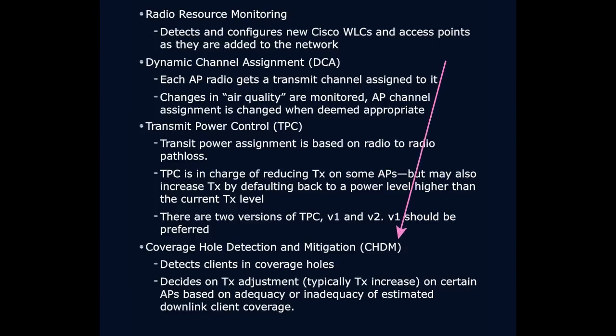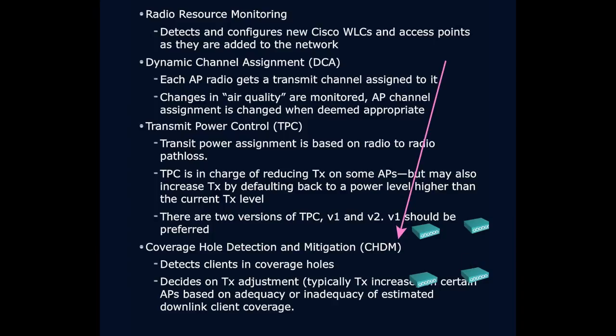Coverage hole detection and mitigation. Let's say you had these 4 access points plus a 5th one, and this worked great to provide coverage for users that might be roaming throughout the network. But then let's say that last one goes offline. Suddenly there's a hole in the network. And wouldn't you know it, there are clients in that hole. So what are you going to do?